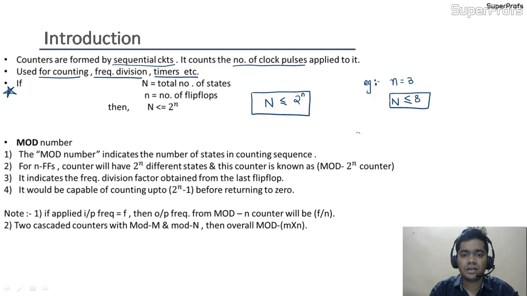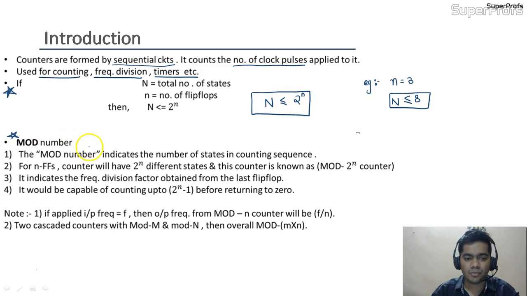But if we want a modified or customized counter, if we want to count only 5, 6 or 7 pulses, we can also construct it. So the number of states available would be less than or equal to 2 raised to the power n. Now the second point is mod number.